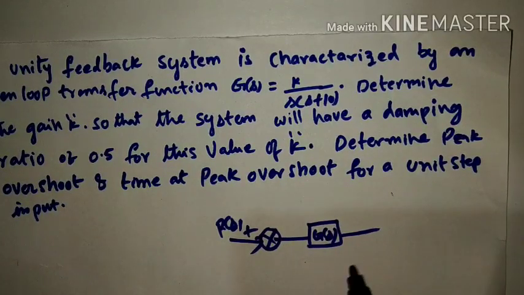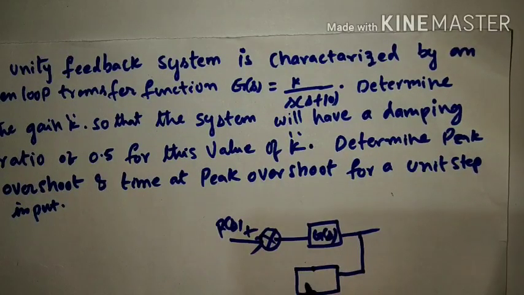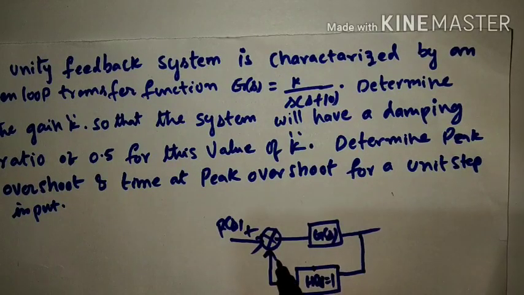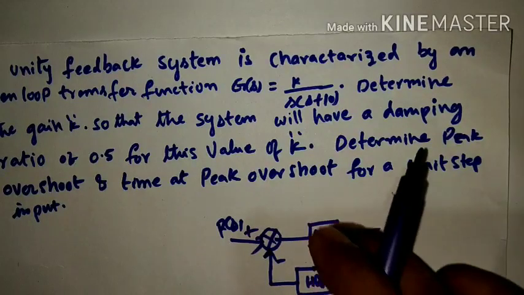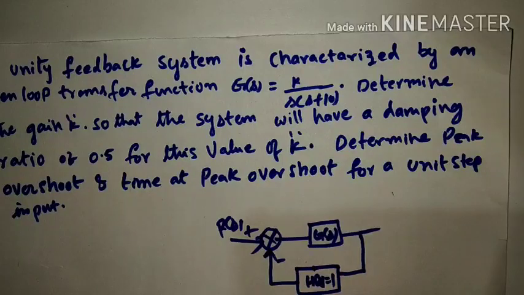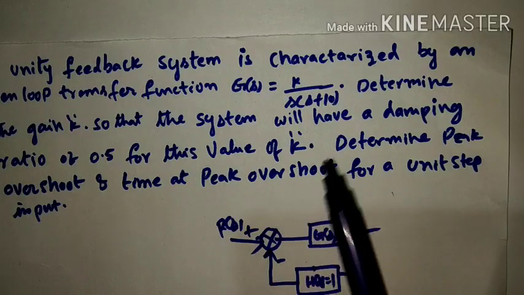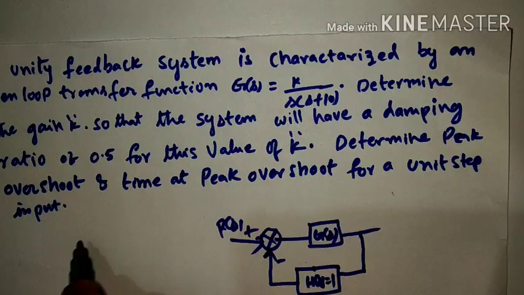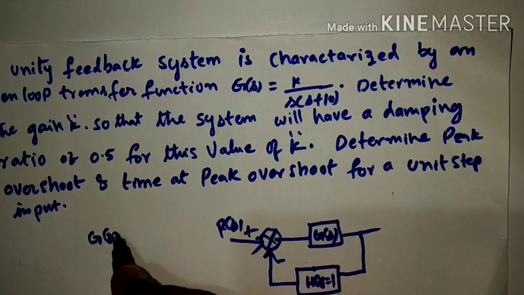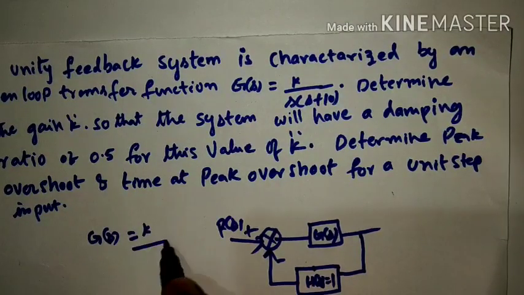So I have connected a unity feedback system, that is H of s is equal to 1. This feedback system is characterized by an open loop transfer function. G of s is equal to K by s into s plus 10. So we have to determine the gain of the system.